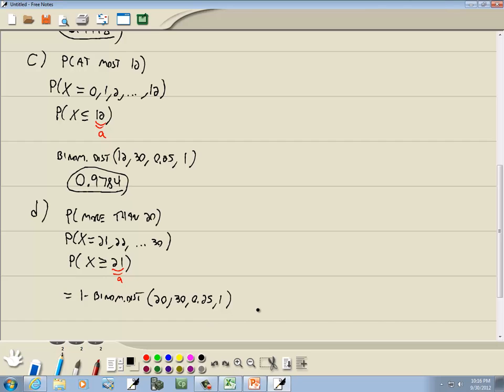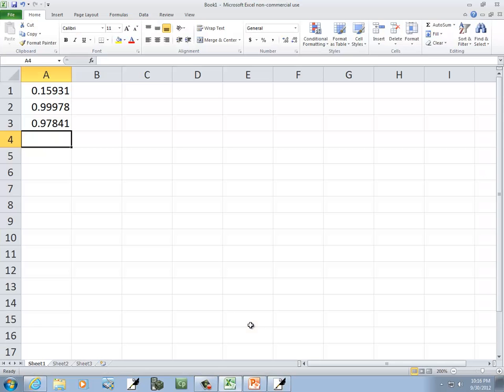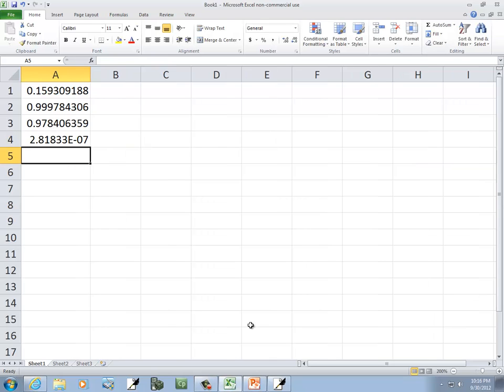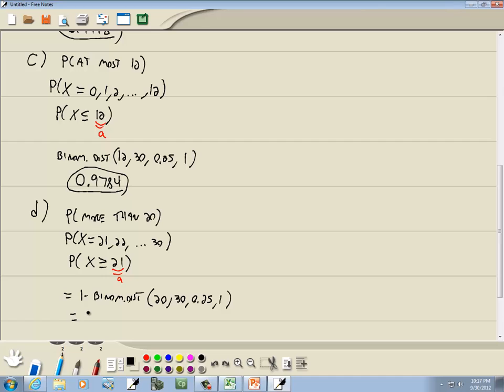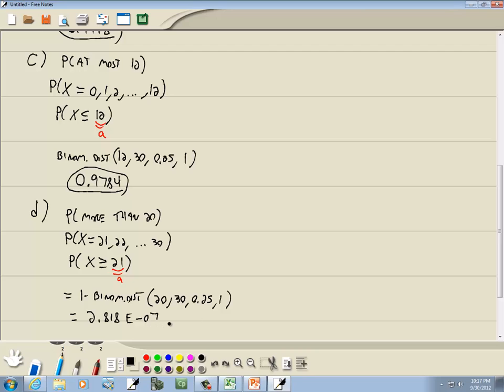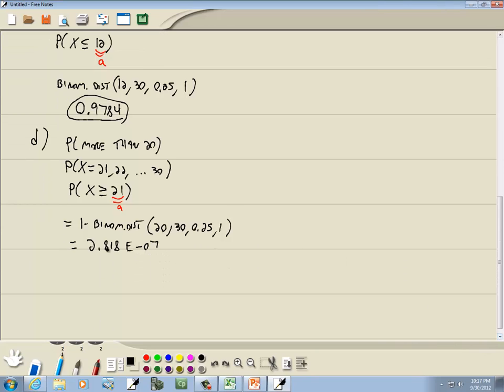Excuse me. So let's go put this in Excel now. Equals 1 minus binom dist, beginning parentheses, 20, comma 30, comma 0.25, comma 1, and close parentheses. Pretty small probability. It says 2.818 E negative 07. That's like times 10 to the negative 7. It means I move my decimal place 7 places to the left. So that'd be 1, 2, 3, 4, 5, 6, 2, 8, and 1, 8. And that'd be our probability.